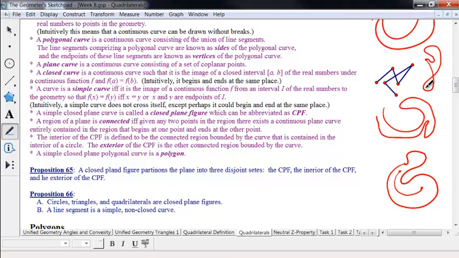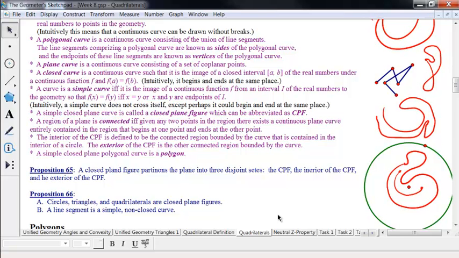So the interior of a closed plane figure is defined to be the connected region bounded by the curve that's contained in the interior of a circle. Here we see that there's some circle that's going to completely contain this connected piece, and so that is the interior. But there is no circle that's big enough to contain all the rest of it, which would be the exterior. And if it's a simple closed plane polygonal curve, then that's a polygon.